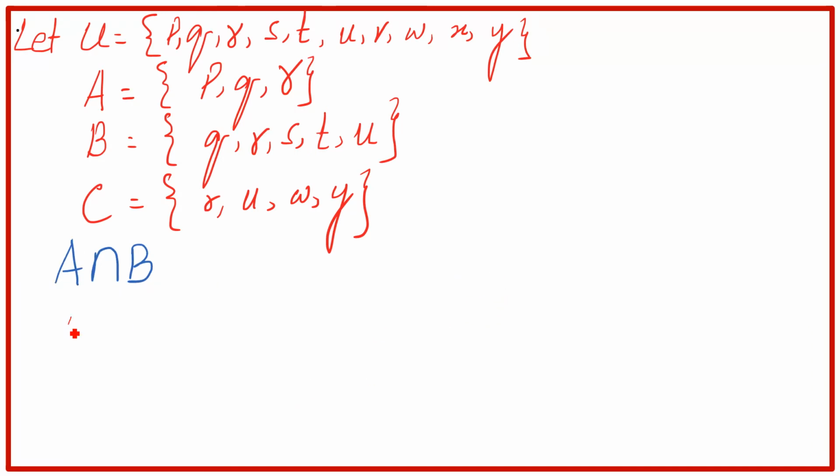A intersection B. Intersection means which is common. So see, Q and R. So only Q and R.